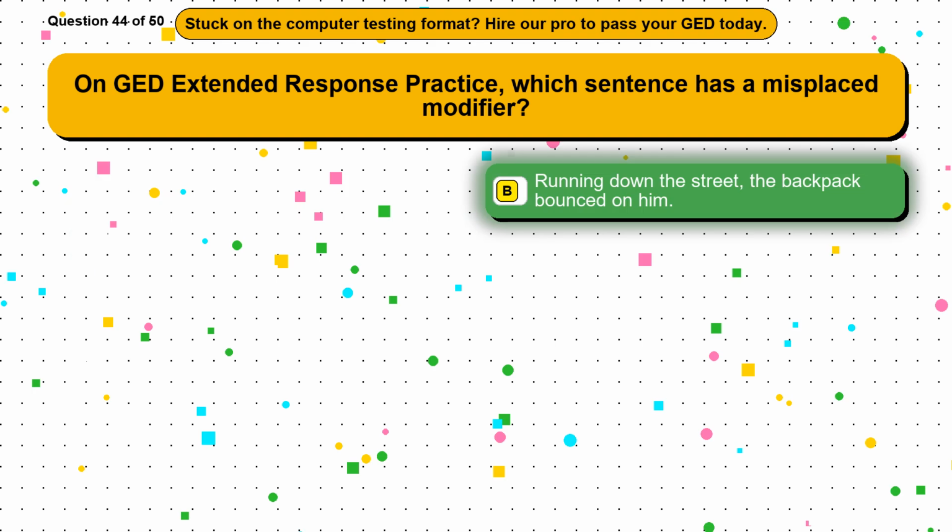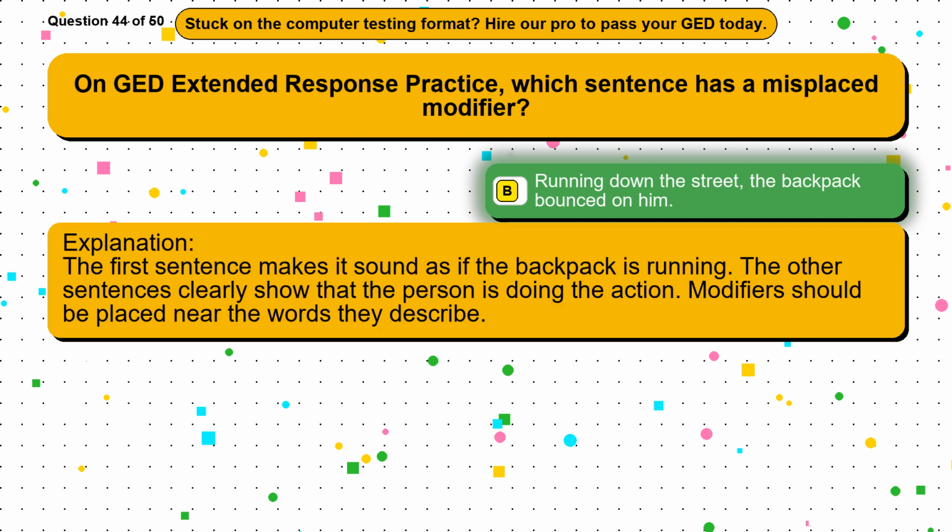The correct answer is option B. Running down the street, the backpack bounced on him. This sentence makes it sound as if the backpack is running. The other sentences clearly show that the person is doing the action. Modifiers should be placed near the words they describe.